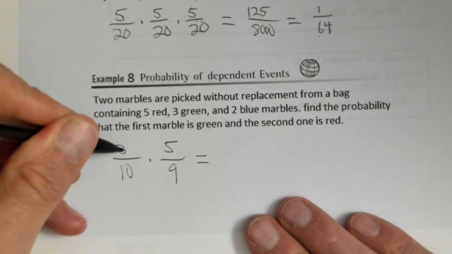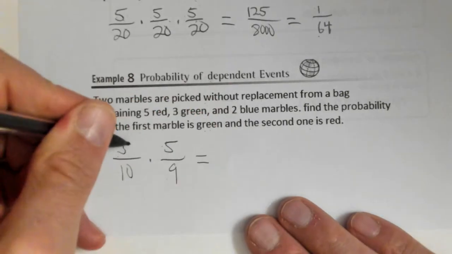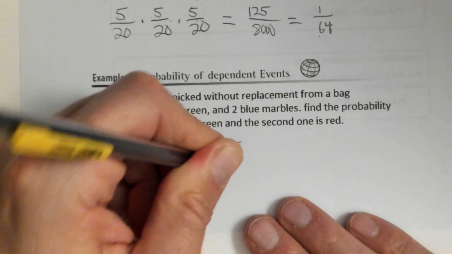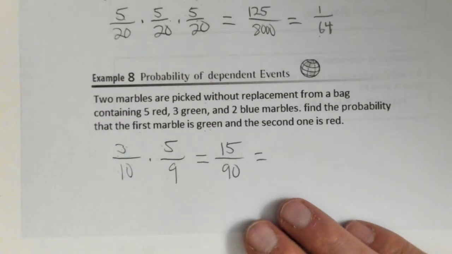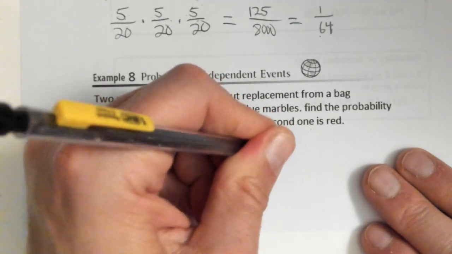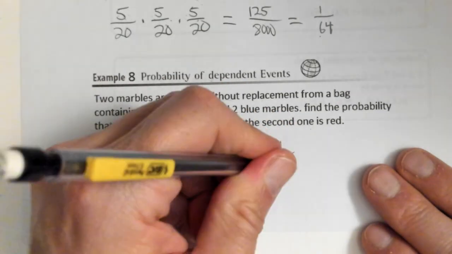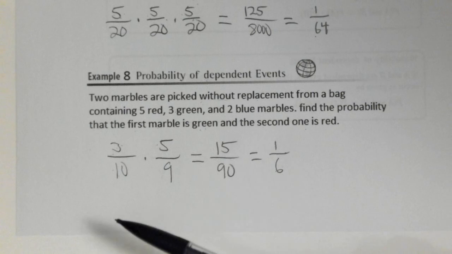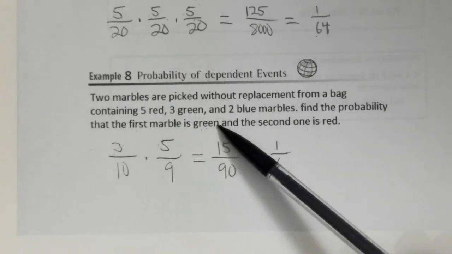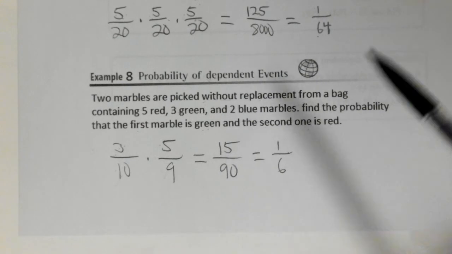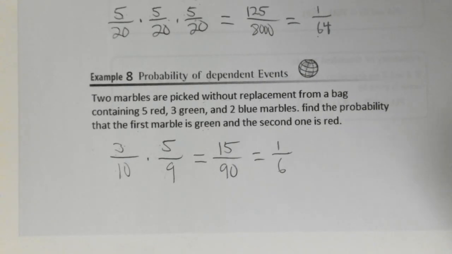Now, multiplying together, that would be 3 times 5 to get 15. And on the bottom, that would be 9 times 10 to get 90. Once again, we got to make sure that we reduce our fraction. If you don't reduce it, of course, it's not going to be correct. So we must reduce it down to lowest terms and make that 1 over 6. So you have a 1 out of 6 chance of picking a green marble on the first pick and a red marble on the second pick without replacement. All right? That's it.